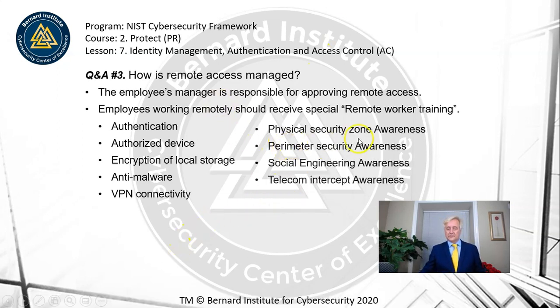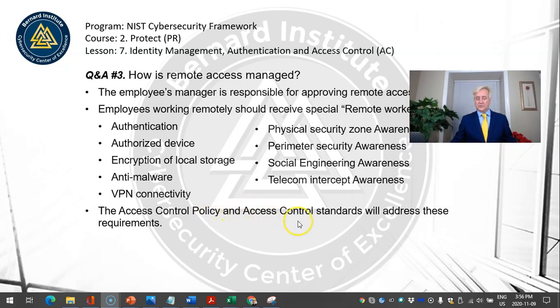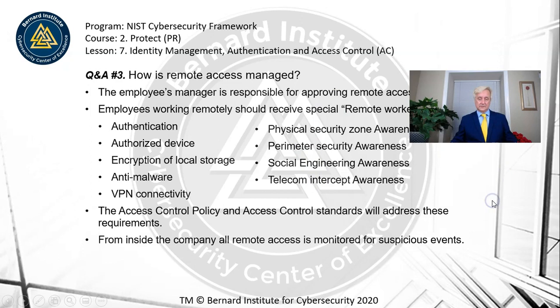Okay. Physical security zone awareness, perimeter security, social engineering awareness, to know that when somebody's asking them questions, understand that it could be a social engineering attack. So they need to ask questions, right? And then, of course, telecom intercept awareness. The access control policy and standards will address these requirements. Okay, so there we go. We've given you a list to work with.